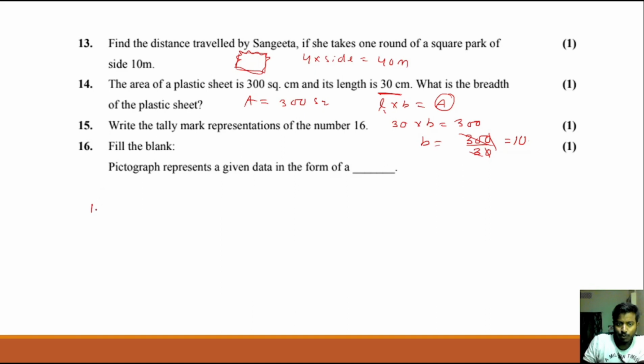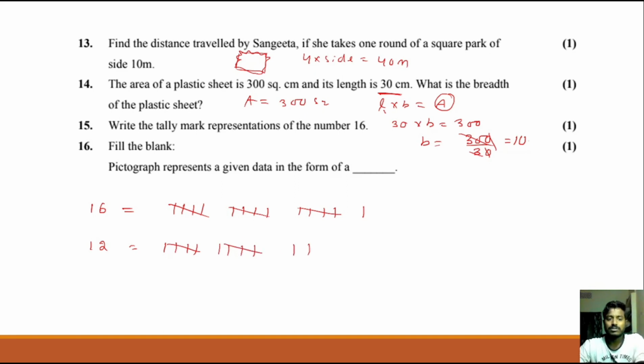Question number 15: write the tally mark. We know that a tally mark is a group of 5 lines: four perpendicular lines, 1 2 3 4, and a crossed inclined line for 5. Then 6 7 8 9 10 11 12 13 14 15 16. Suppose the given number is 12, how to draw? 1 2 3 4 5 6 7 8 9 10 11 12. Understand?